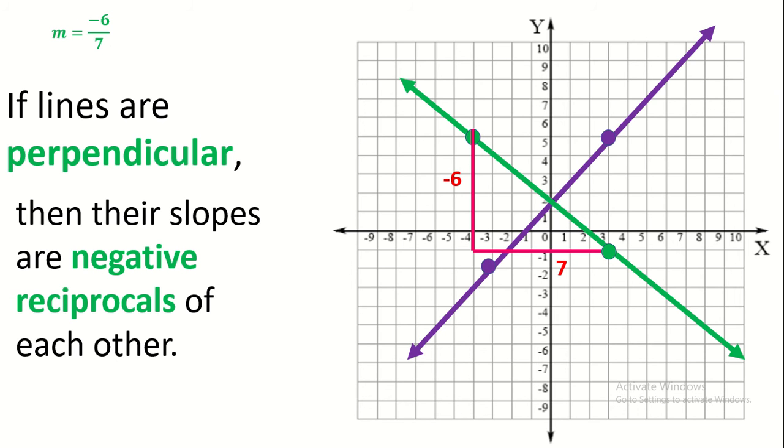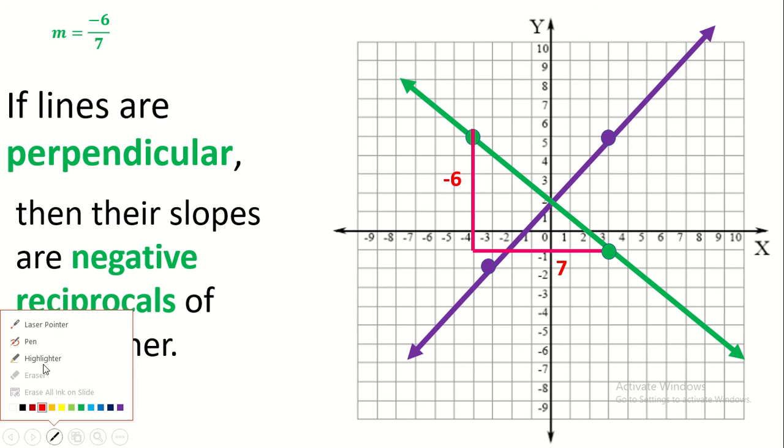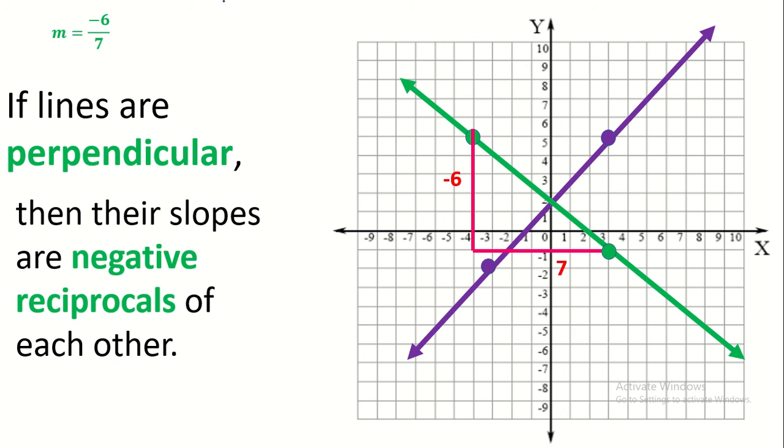Since the purple line is perpendicular, the slope is going to be the negative reciprocal. Okay? So therefore, since the purple line is perpendicular to the green line, the slope of the perpendicular line should be the negative reciprocal of negative 6 over 7. So the slope of the purple line is positive 7 over 6.